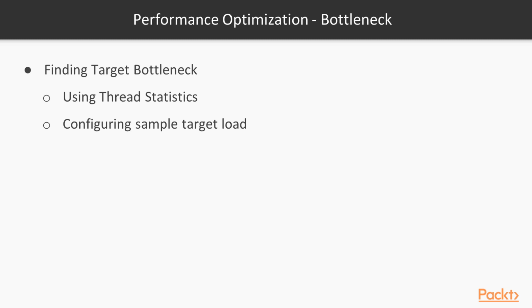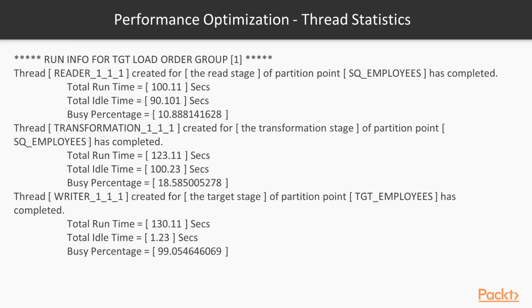There can be various reasons of bottlenecks at target. First, we need to learn to find the target bottleneck using thread statistics. These are a part of the session log. When you run the workflow, the session log also generates the thread statistics, which can provide you information about the bottlenecks present in the source, target, or transformations.